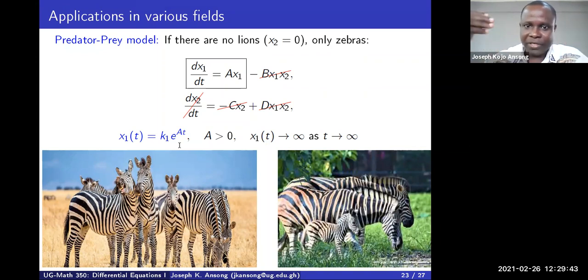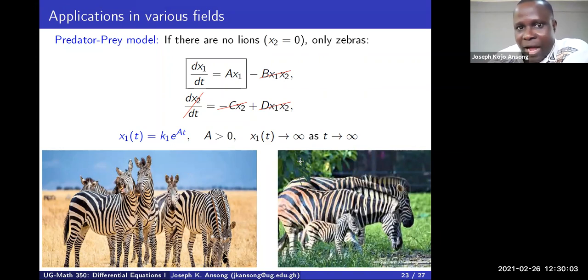So the differential equations tell us that that is what happens. As t goes to infinity, X1 goes to infinity as well. So zebras will just multiply because there are no lions to eat them, if you like. Okay, so this is one extreme case.